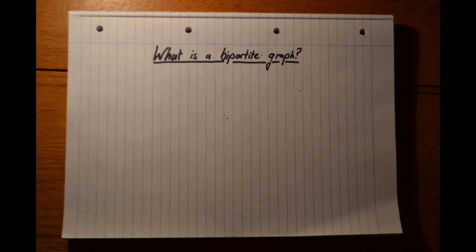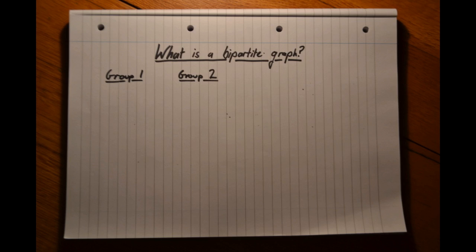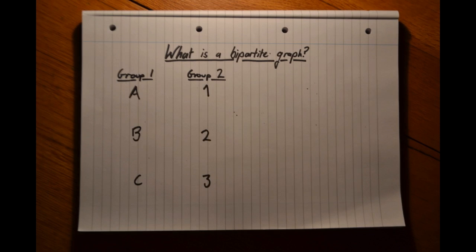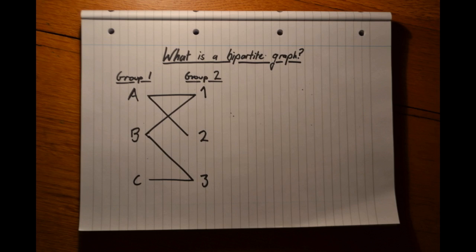A bipartite graph is a graph where, put simply, the vertices can be separated out into two separate groups, where none of the members within a group are connected together. In other words, members of a group don't have edges between themselves. Instead, they may only have edges with vertices in the other group.